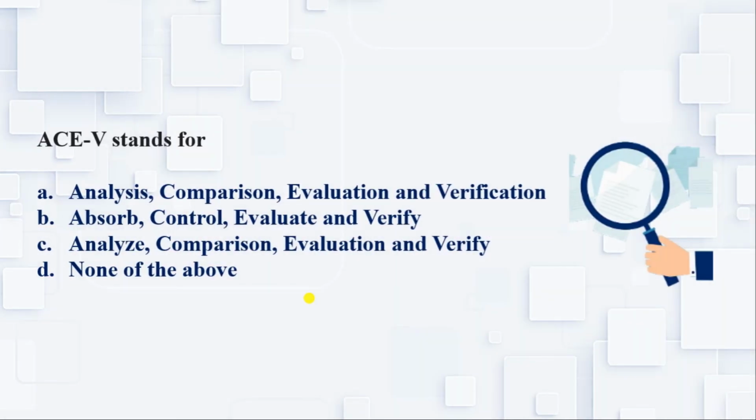And the last question is, ACE-V stands for which of the following? The correct answer is analysis, comparison, evaluation, and verification. So first we analyze our samples, then we compare them with the likes. The comparison is always between the likes, evaluating the comparison, and finally coming out with the opinion and verifying what we have observed. So this is what ACE-V stands for.